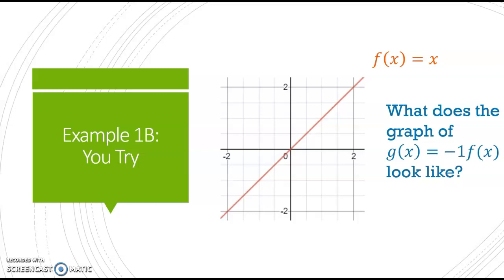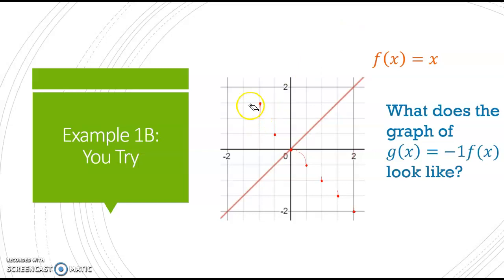I'm going to show you some points. So here's (2, 2). If I reflect that across the x-axis, it would wind up here. If I reflect this point across the x-axis, it winds up here. Each point is a reflection across the x-axis.